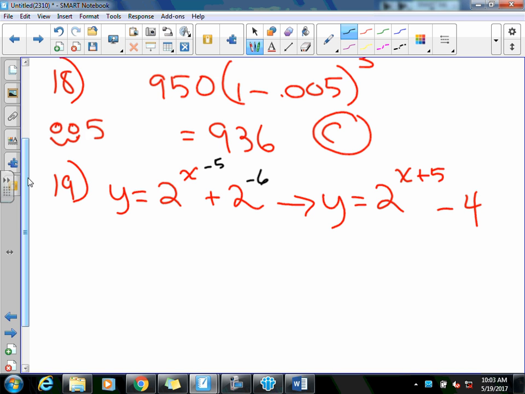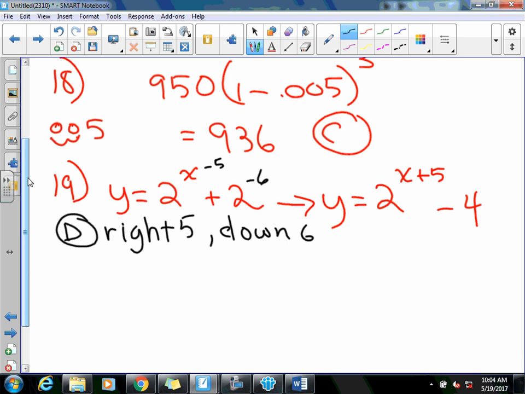Now, there was something special about changing the exponent. What kind of movement is that, vertical or horizontal? Horizontal. Remember, the x-axis is the horizontal axis, so that's how you keep it straight: if it has to do with x, that's horizontal. We also have to remember that we do the opposite. Minus 5 normally makes us think of going left, but we're really going to do the opposite. So it's going to be right 5 and down 6. That would be D for number 19.